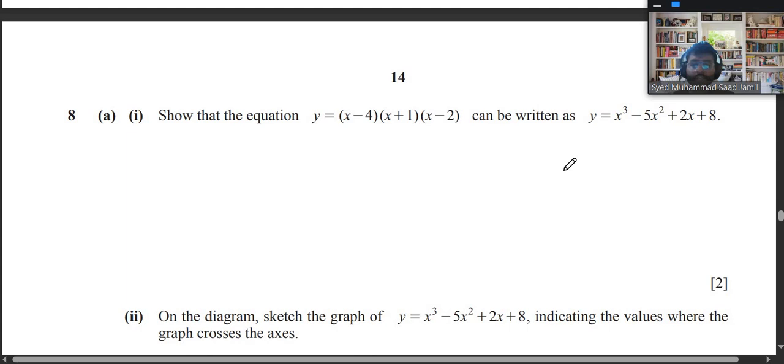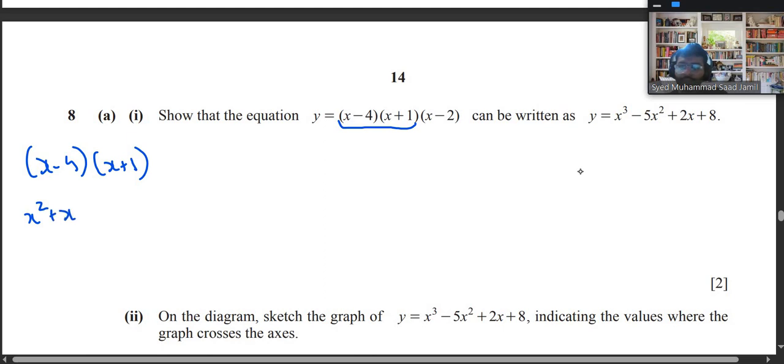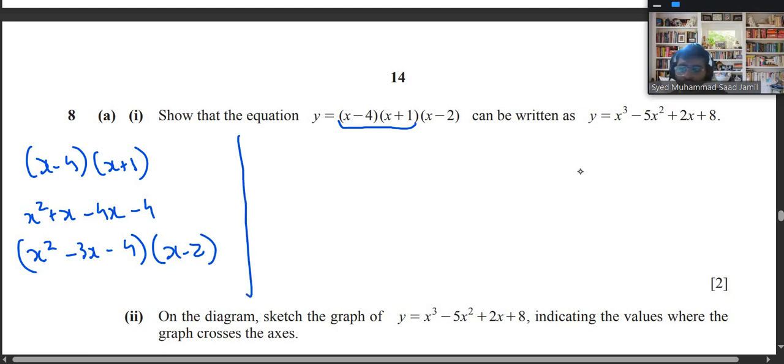Now show that the equation can be written as this. Okay, just solve these two parts first. So x minus 4 multiplied by x plus 1. So this becomes x square plus x minus 4x minus 4. So this becomes x square minus 3x minus 4. Then multiply it with x minus 2. So x square multiplied by x is x cube. X square multiplied by minus 2 is minus 2x square. Minus 3x multiplied by x is minus 3x square. Minus 3 multiplied by minus 2 is plus 6x. Minus 4 multiplied by x is minus 4x. Minus 4 multiplied by minus 2 is plus 8.